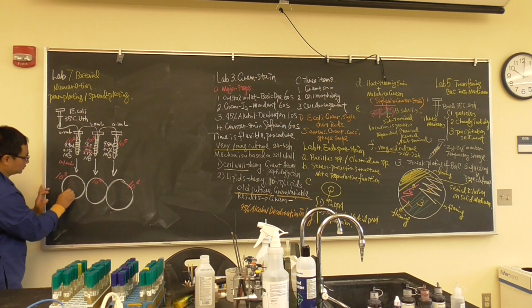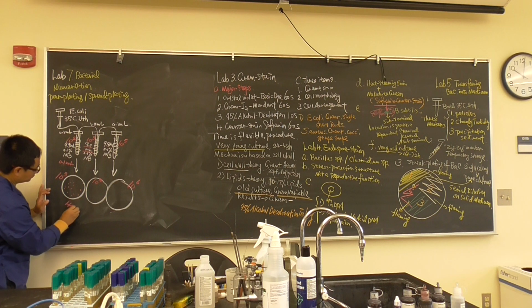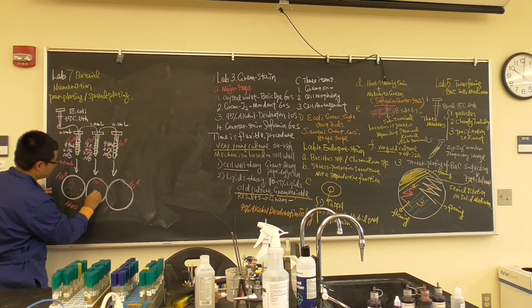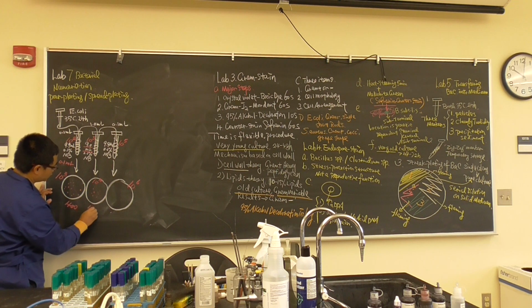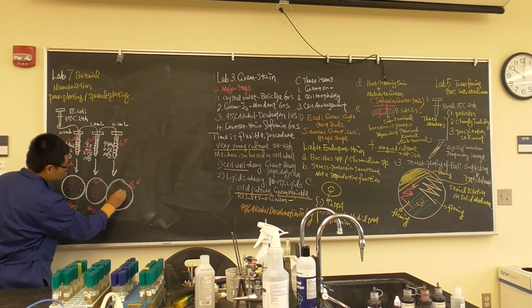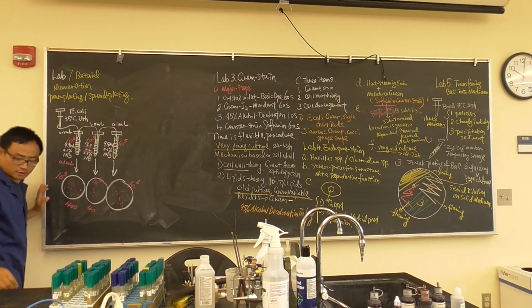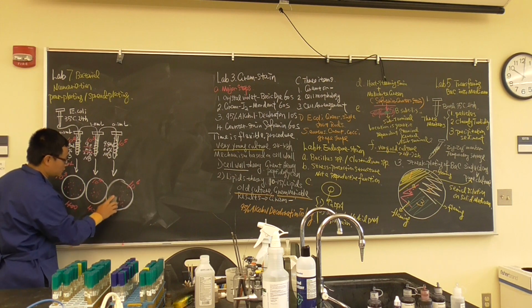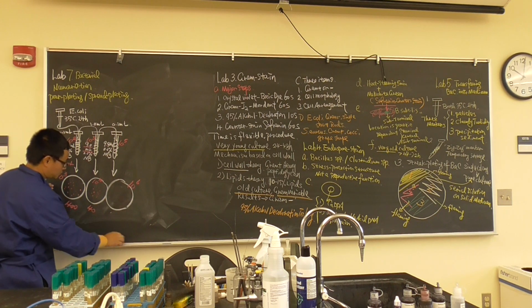Okay, now let's see the results. Let's say I get 400. Okay, the second tube, what I get is 40. The last one, I get only 2 colonies there. Let's see.